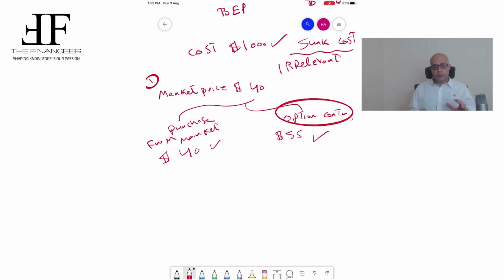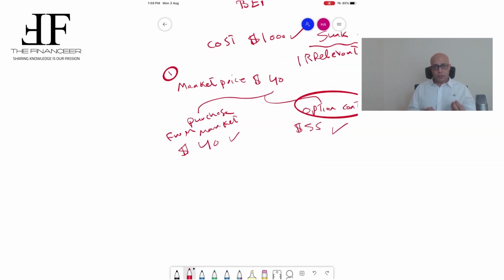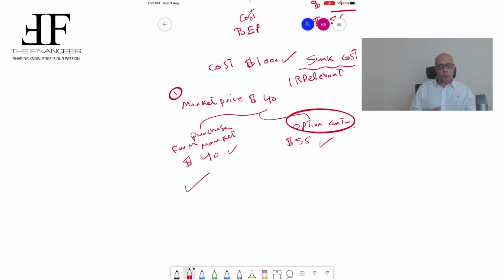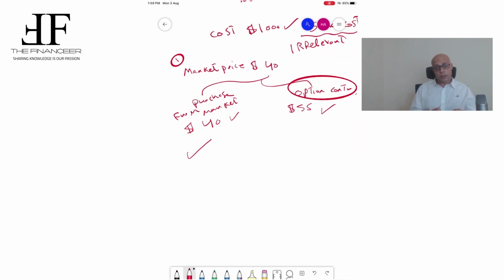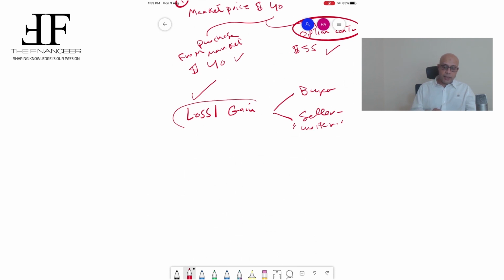So the decision here is very simple. You need to consider the lowest cost on your side in order to get this stock. Simply, you are going to purchase from the market and pay only $40. So this is the decision that you are going to take: purchasing from the market. Now, what is the loss or gain for each party, for the buyer and for the seller, which we called before the writer? Now we need to calculate the cost and gain, the loss and gain. And this loss and gain, we are going to call the payoff schedule. So we are going to prepare this payoff schedule.